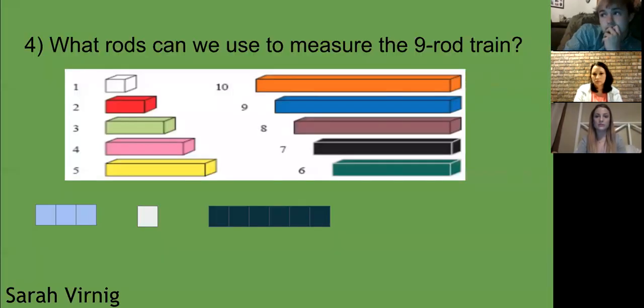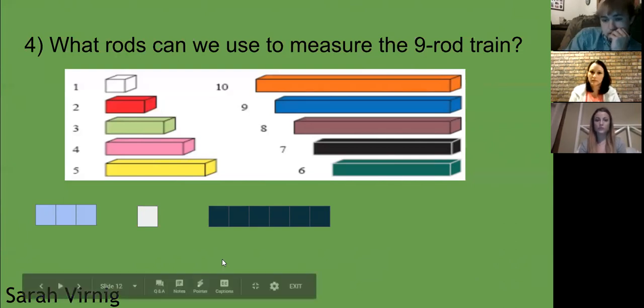What rods can we use to measure the 9-rod train? To figure out which ones we can use, you can also think of it as what factors can we find that will go into 9. So we know the factors of 9 are 1, 3, 9, and that's really it. So the rods that we have listed, we have a 1, 3, and 9. So we can use those because 1 is a factor of 9. 9 is obviously a factor of 9 because 1 times 9 gives us 9. And 3 is a factor of 9 because 3 times 3 is 9.